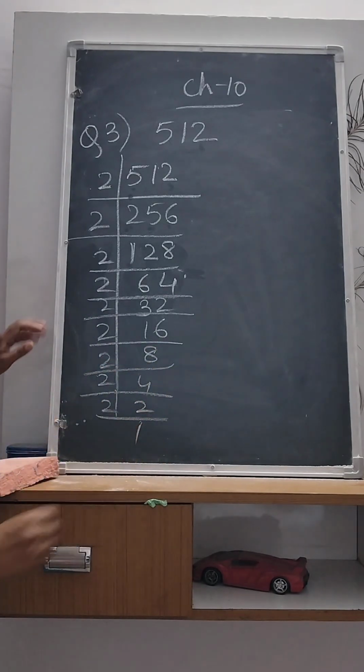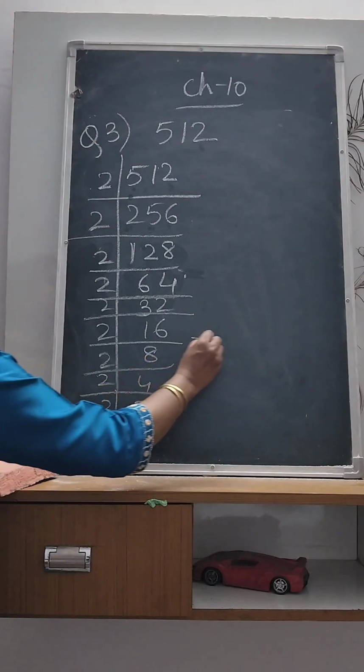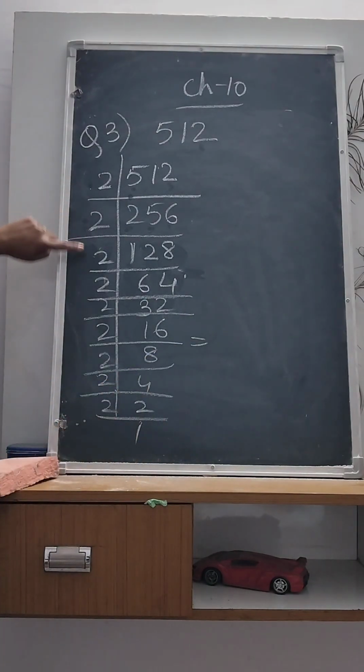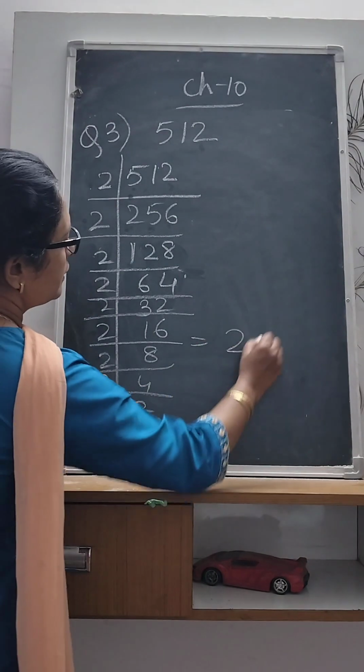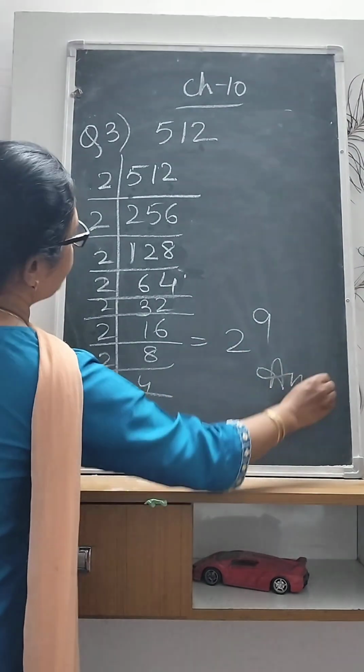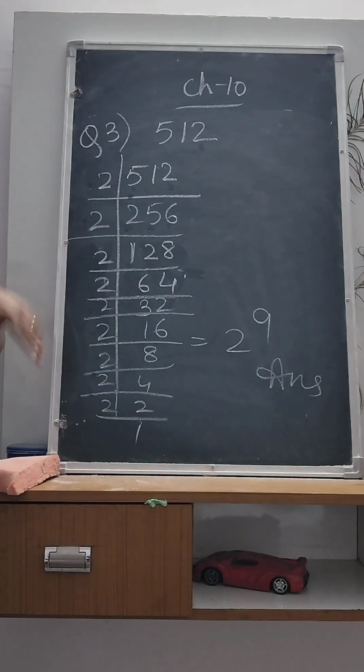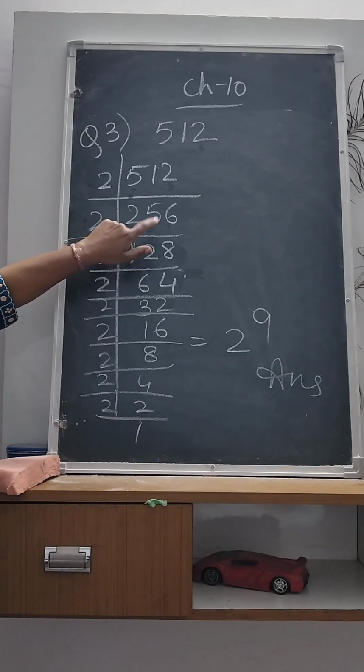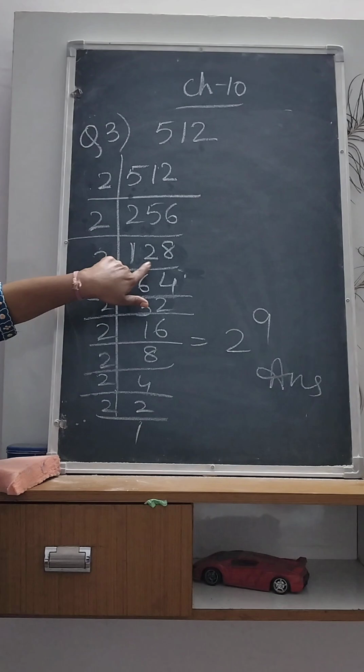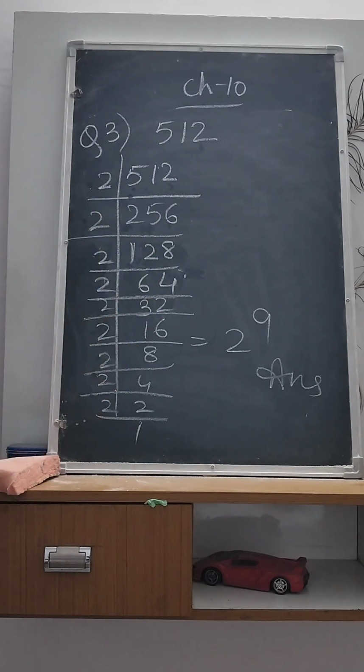Now you can see how many times 2 is repeated. 1, 2, 3, 4, 5, 6, 7, 8, 9. So 2 raised to power 9 is the answer. When I went through it, we were making a mistake, we were writing 7, and it was not. All these are even numbers, and 2 is repeated 9 times. So we got the answer 2 raised to power 9.